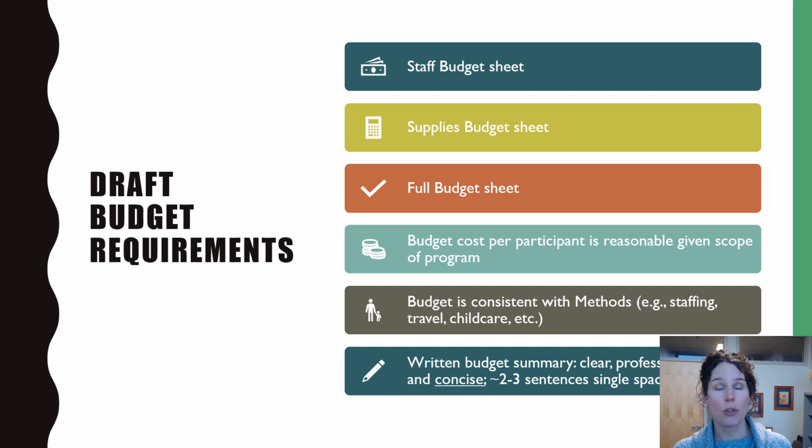And there shouldn't also be anything in the budget that you didn't introduce in the methods. So I don't want to suddenly read, oh, we're going to be providing childcare in the budget, but there was no mention of that in the methods. So just make sure they match up, and if decisions have changed, revise the methods and resubmit. And then again, I already mentioned the written budget summary, and please keep that really succinct and concise.